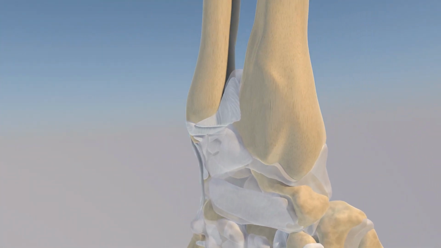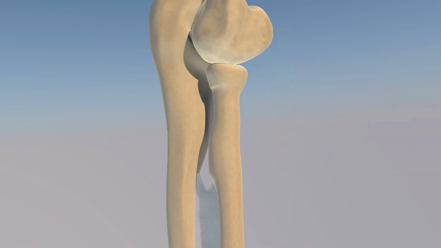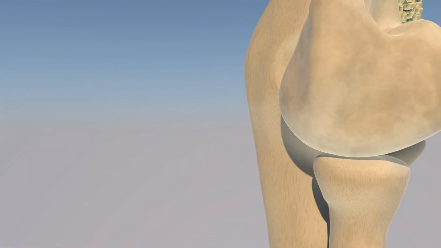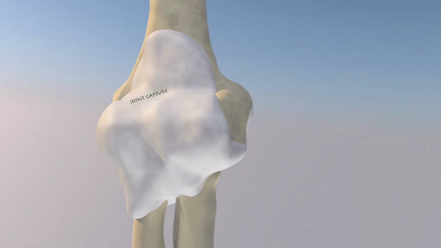Here's another close-up of some of the ligaments on the dorsal aspect of the wrist. You can appreciate that interosseous membrane between the radius and the ulna going throughout most of the forearm. Here you can appreciate the anterior fat pad of the elbow, and here is the capsule of the elbow.